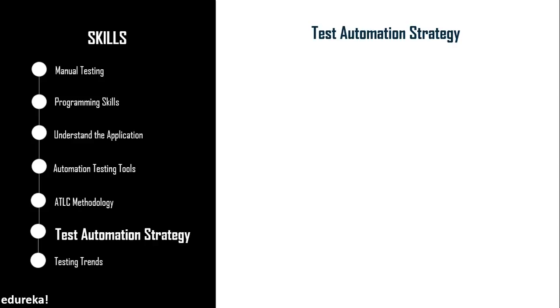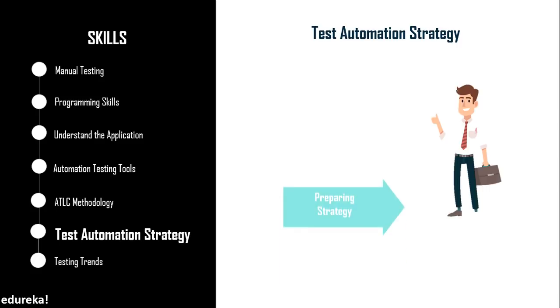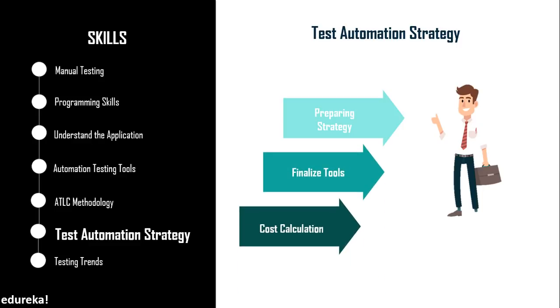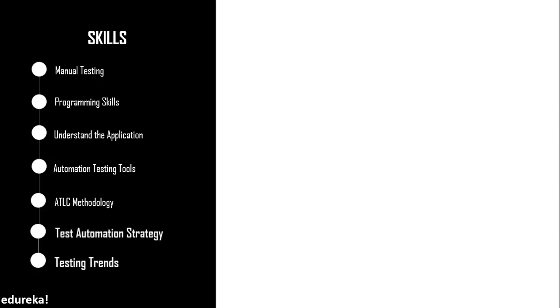Now, moving on, the next one is the test automation strategy. Once you are through with the ATLC methodology and the automated testing tools, you are well prepared to create your test automation strategy for your clients or employer. Now, to become a great automation test engineer, you would be the right person to initiate preparing the test automation strategy, finalizing the tools, overall cost and ROI calculation. Automation strategy creation is considered a very crucial part, as you would need to define and develop the path that will help you to reduce the manual testing hours and offer justice on the ROI of the clients.